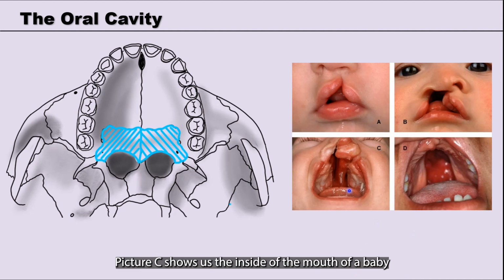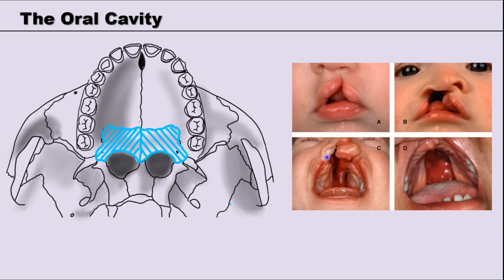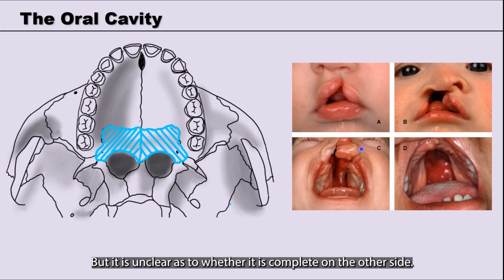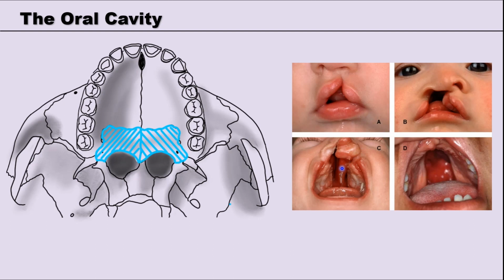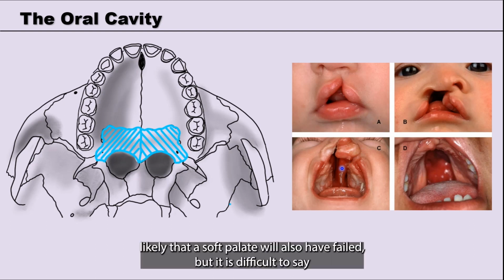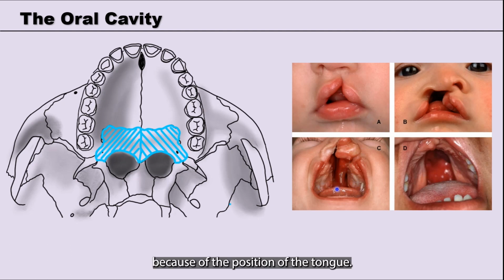Picture C shows us the inside of the mouth of a baby born with a bilateral cleft lip. From the looks of this image, we have one side which is complete, as it extends into the nostril, but it is unclear as to whether it is complete on the other side also. We can also see here how there is a palate cleft too. This is where the hard palate has failed to fuse. It is very likely that the soft palate will also have failed, but it is difficult to see because of the position of the tongue.